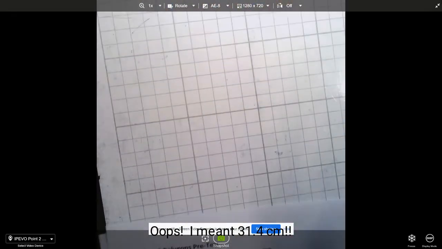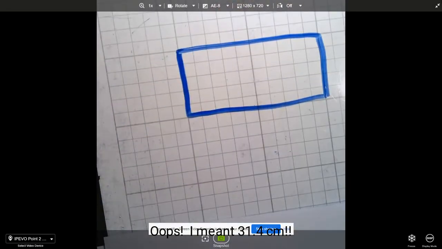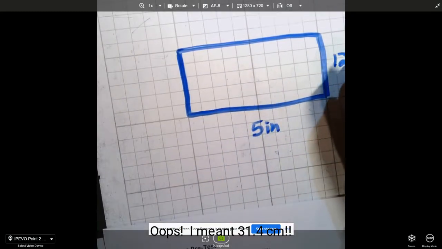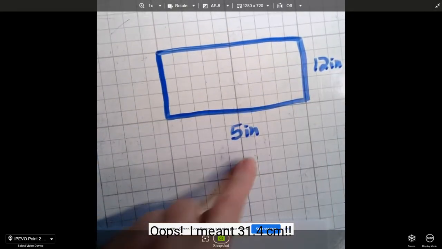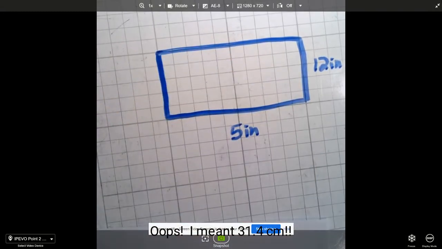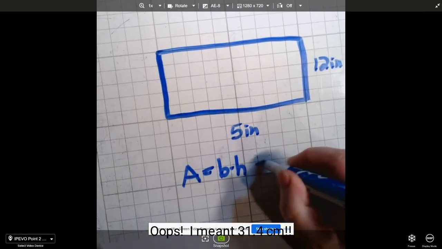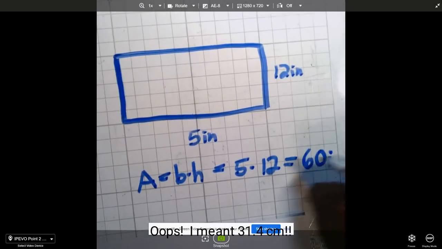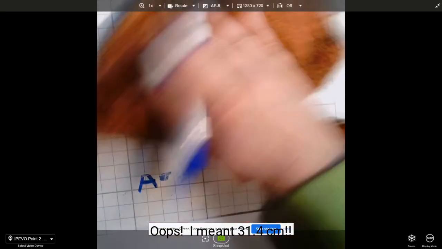And number 7 says, determine the area of a rectangle. Now here's my rectangle. And it has a base of 5 inches and a height of 12 inches. And once again, it would not have made any difference if you called that the base and that the height, or if you drew your rectangle going the other way, because you're going to be multiplying them together anyways. So if you remember, the area is base times height, which would be 5 times 12, which would be 60 inches squared. So that would be your answer to number 7. And then number 8 says, find the area of a triangle.